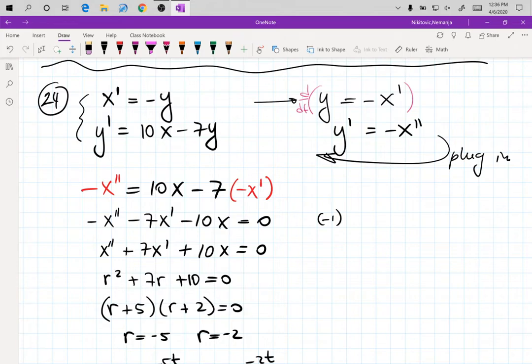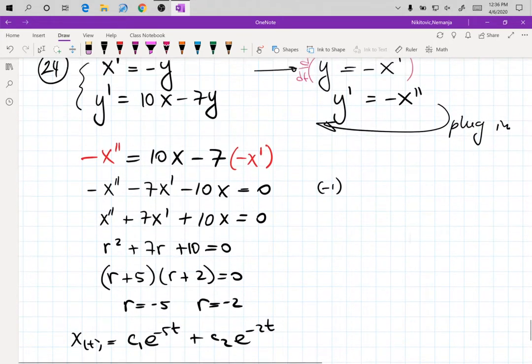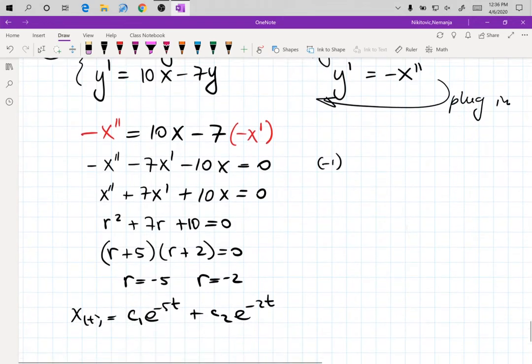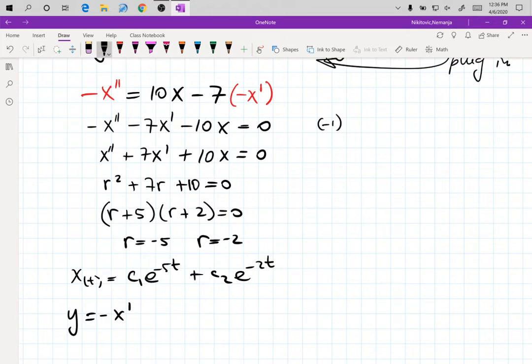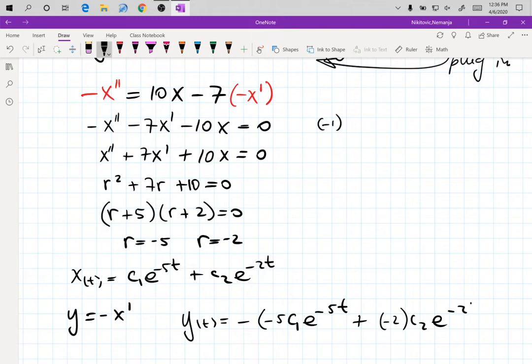All right, cool. So now I have my x, I need y. What's y? Y is -x prime. So what's y of t? Y of t is going to be negative derivative. So -5 c1 e to the -5t plus -2 c2 e to the -2t.